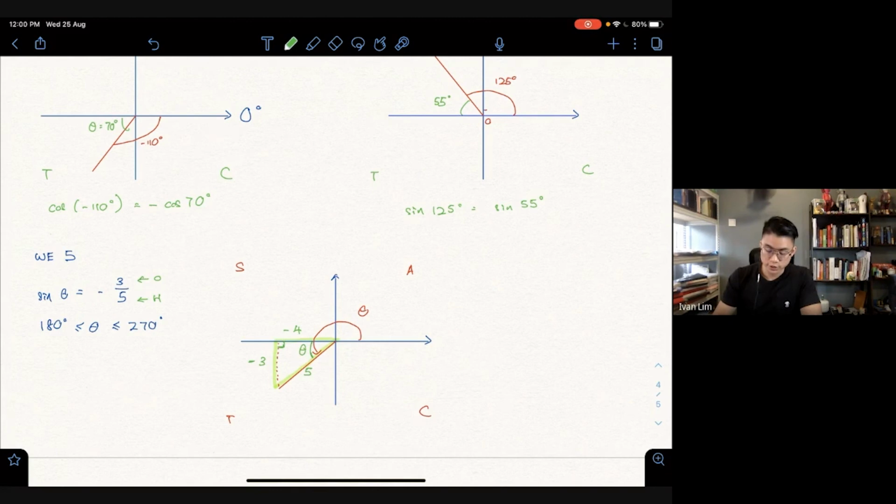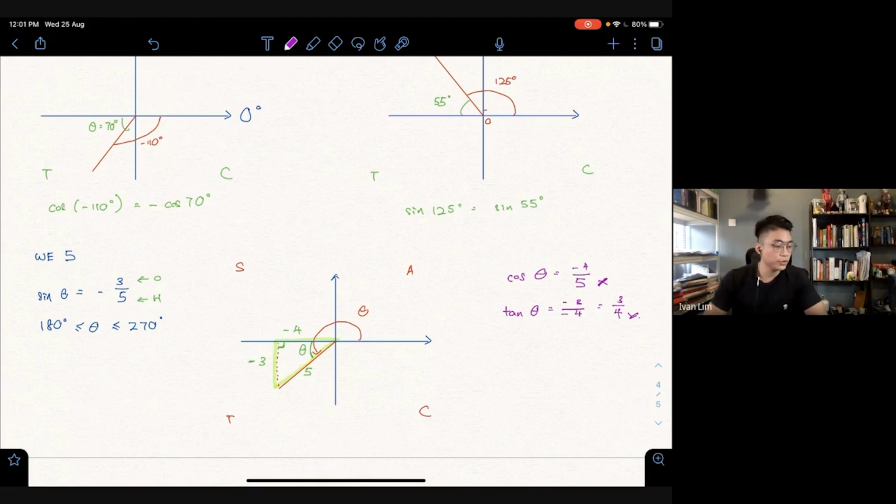Now according to this triangle, can you find the cos theta and the tangent theta? Can, right? So cos theta, according to this, will be CAH: A, which is -4, H, 5. So -4/5. And tangent theta, TOA: -3/-4, which will give you 3/4. So this is how you actually get the value.